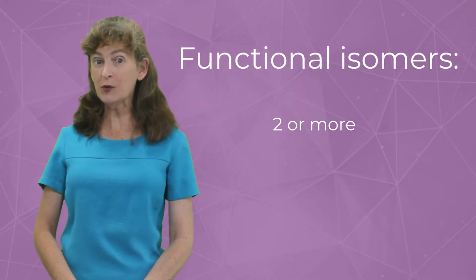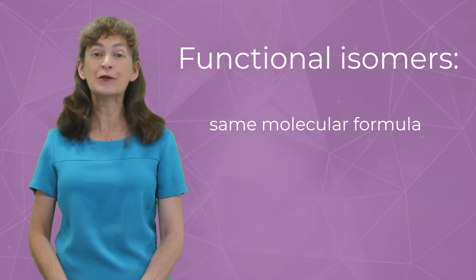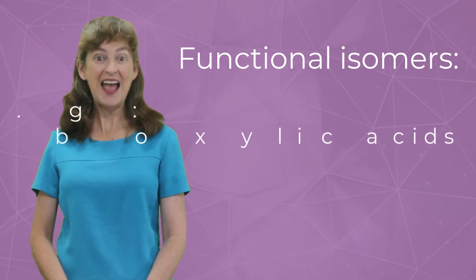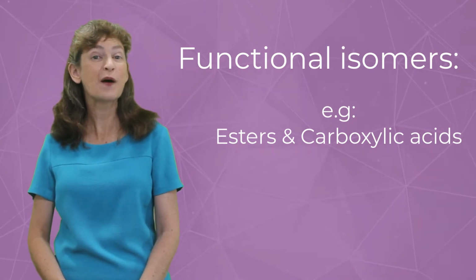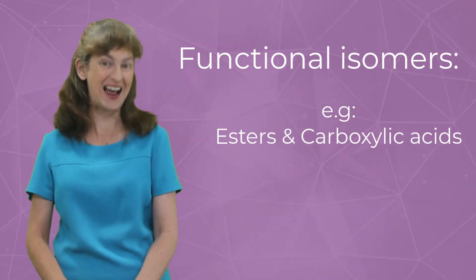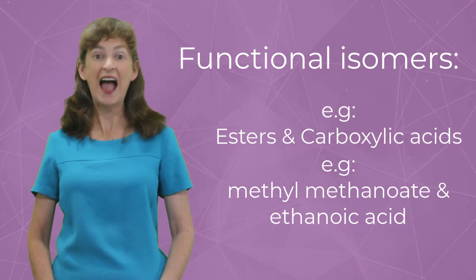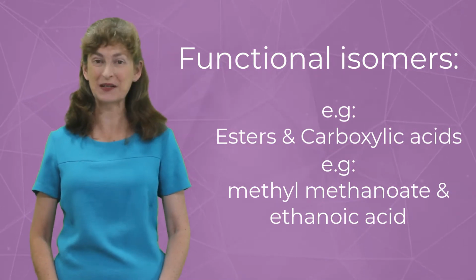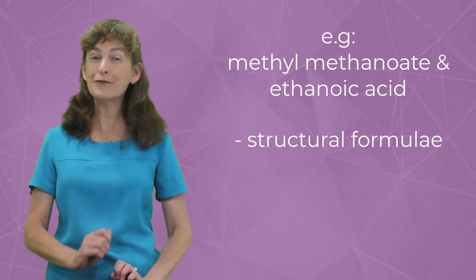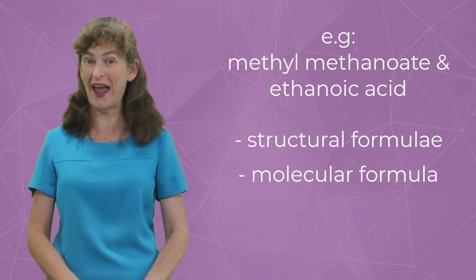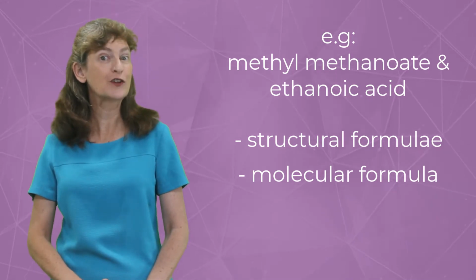Functional isomers are 2 or more organic molecules which have the same molecular formula but different functional groups. Esters and carboxylic acids, which have the same number of carbon atoms as one another, are always functional isomers of one another. Let's take methyl methanoate and ethanoic acid as examples. You should pause the movie and draw the structural formulae and give the molecular formula of these 2 organic compounds before I show you these. Only resume this movie when you've tried that yourself.